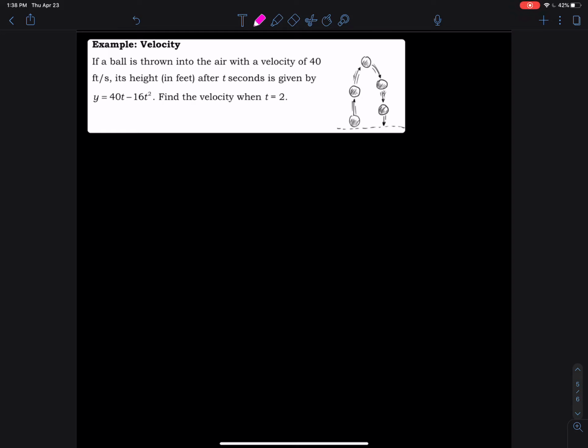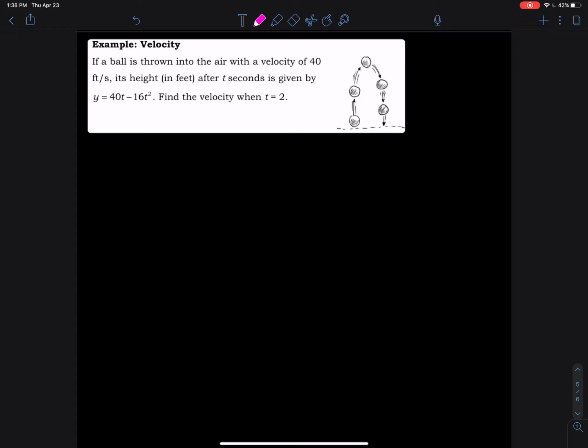We have a velocity problem in here. If a ball is thrown into the air with a velocity of 40 feet per second, its height in feet after t seconds is given by that function. So its height, they describe the function, or you can say the equation they gave you that describes the height. Find the velocity when t equals 2.